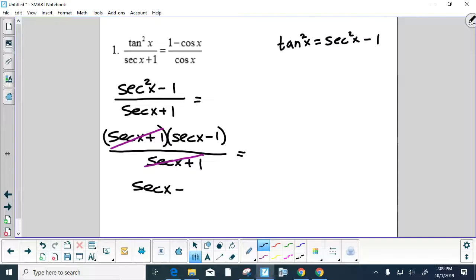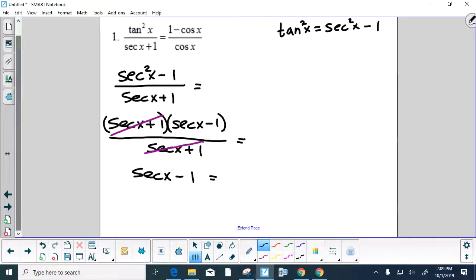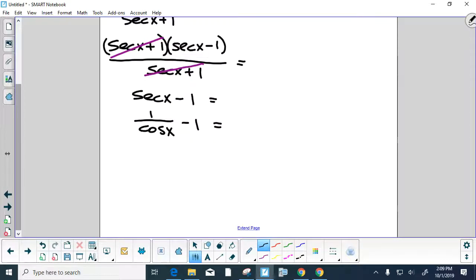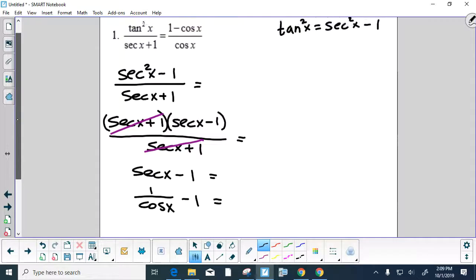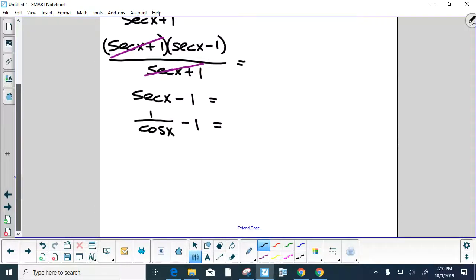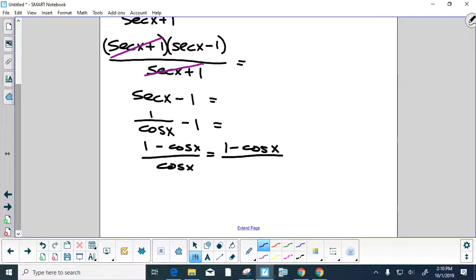and I'm left with secant x minus 1 equals, but I need cosine, so what do I need to do here? I'm going to change this to 1 over cosine x minus 1. And how do I get only cosine? I'm going to have a common denominator, yes? Which is cosine x, which would be 1 minus cosine x over cosine x, and we're happy, hallelujah. I got a way different way. That's all right, different way is fine.